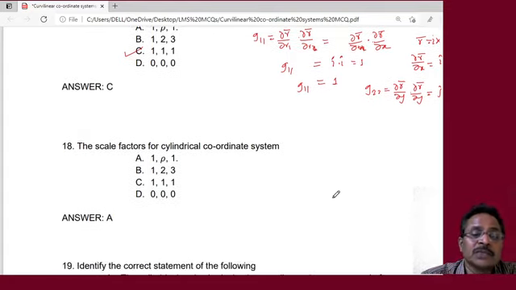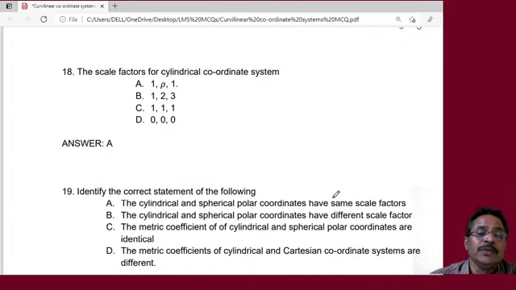Now scale factors for the cylindrical coordinate system. To get the scale factors for the cylindrical coordinate system, what we require is that we have to go for simple calculations.